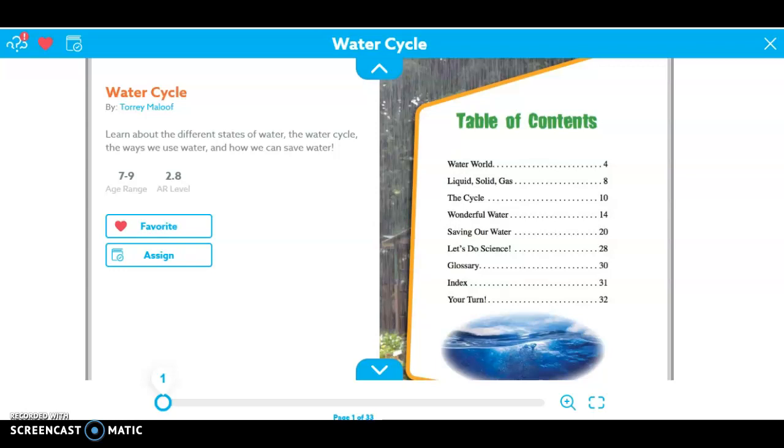All right. So we're going to start on page 1 where it says water cycle, and it's written by Tori Maloof. Learn about the different states of water, the water cycle, the ways we use water, and how we can save water. All right.